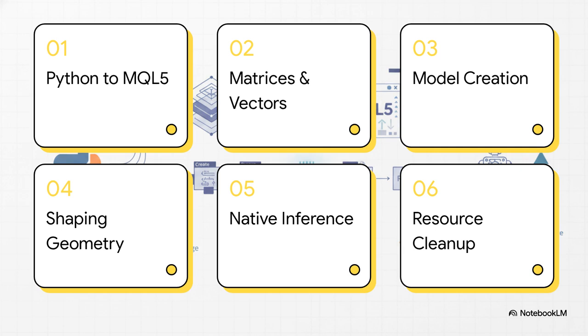So, as an aspiring professional quantitative developer, consider this your masterclass syllabus for the MQL5 ONNX engineering lifecycle. We've got 6 quick stops today: bridging Python and MQL5, matrices and vectors, model creation, shaping geometry, native inference, and finally, resource cleanup. Let's get to it.